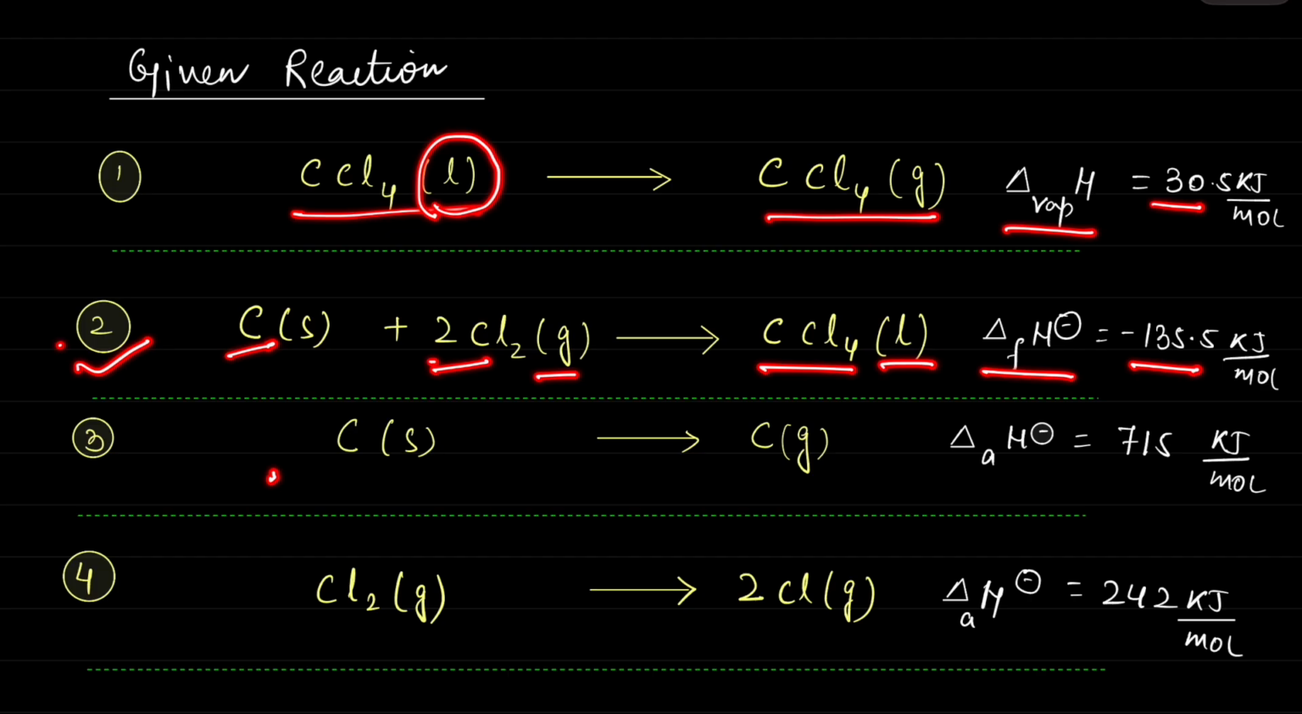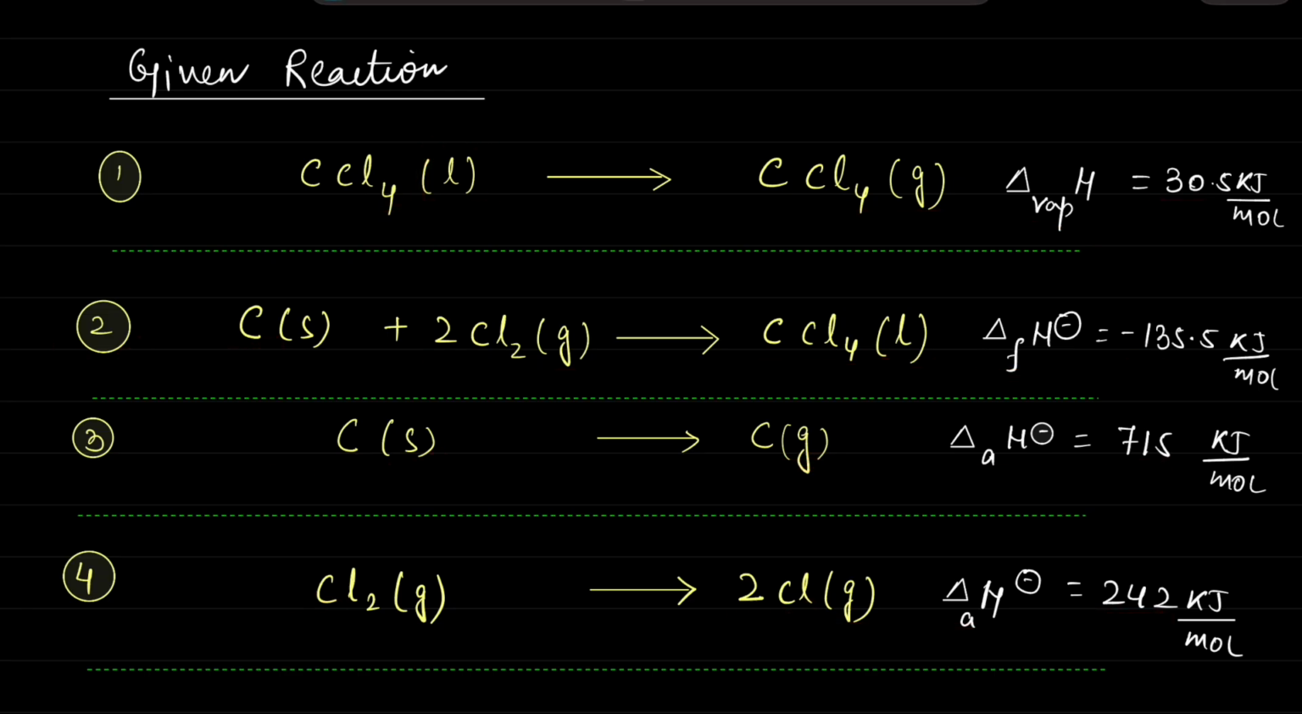In the third one, this is the carbon in the solid state. It will convert to carbon in the gaseous state, and the enthalpy of atomization is 715 kilojoule per mole. And this is the chlorine gas Cl2, which will convert to 2 atoms of chlorine in the gaseous state, and the enthalpy of atomization is 242 kilojoule per mole. Based on all this information, we have to find CCl4 in the gaseous state going to carbon in the gaseous state plus 4 atoms of chlorine in the gaseous state. So how will we find it?